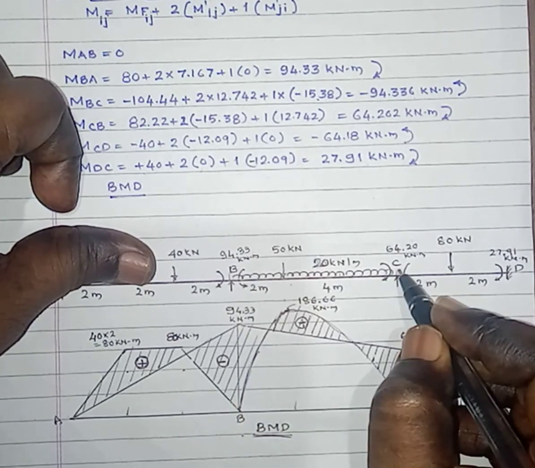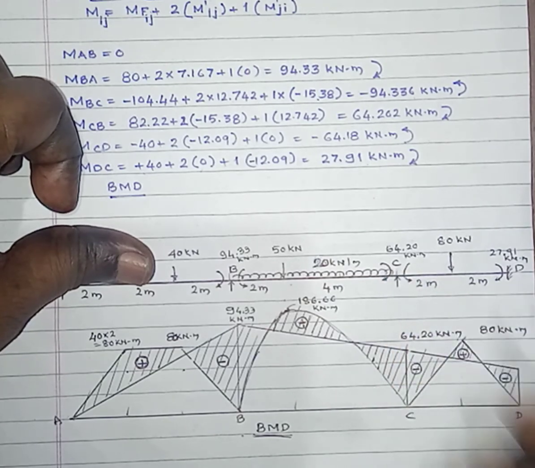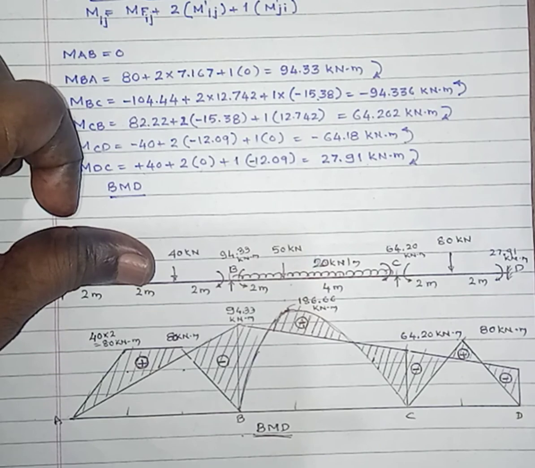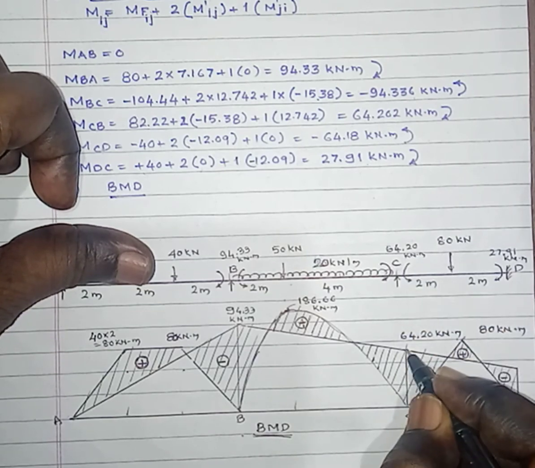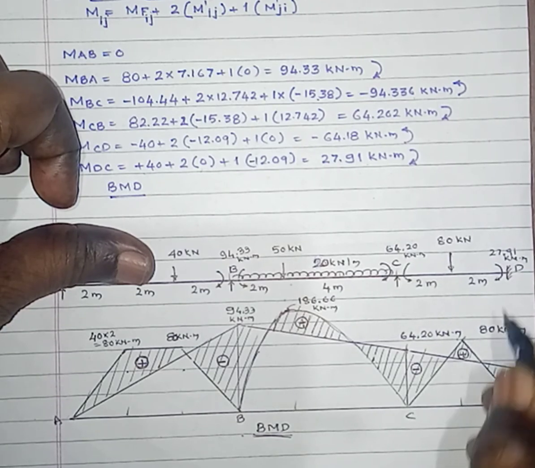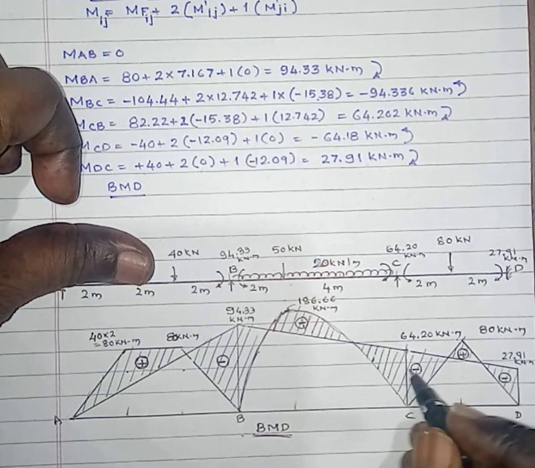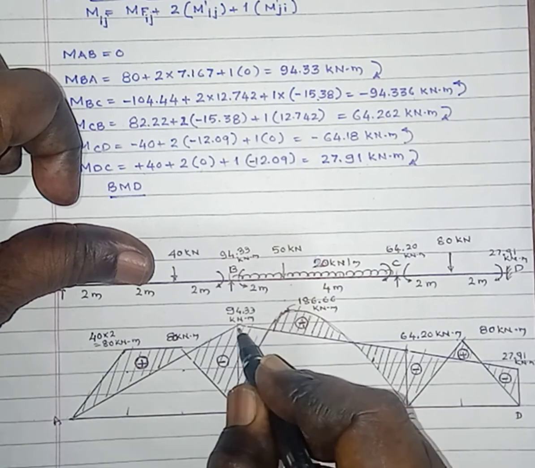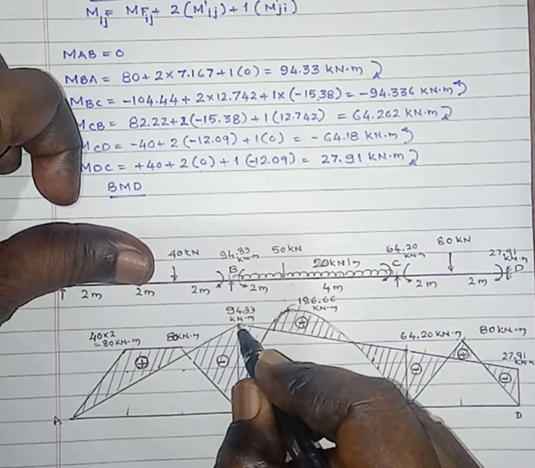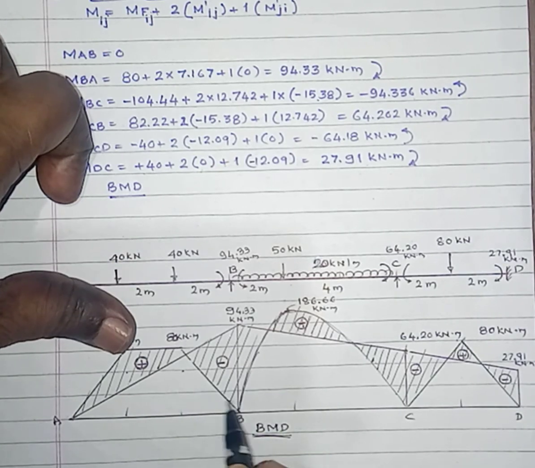Similarly at C, this one is clockwise, this one is anti-clockwise, and both the moments are hogging, hence we can draw the ordinate of 64.20 kilonewton meter. Then at D, this moment is 27.91, by observing that is hogging. Hence, we have to draw an ordinate of 27.91 kilonewton meter. Now, we can join the ordinates by a straight line. Now, we have drawn the support moment diagram.